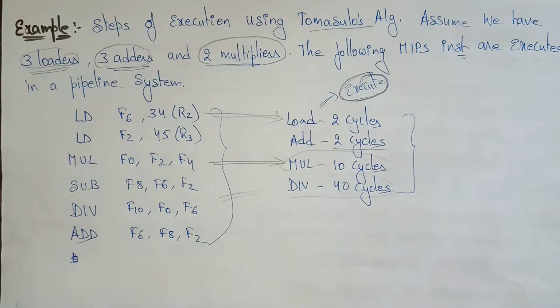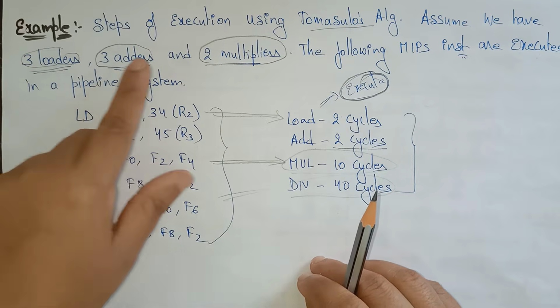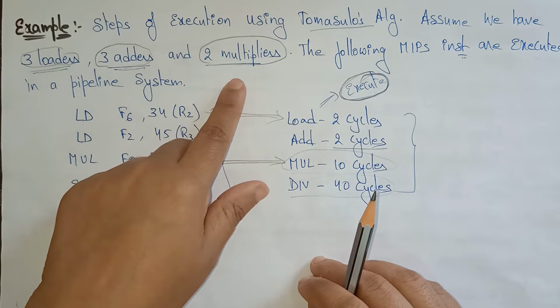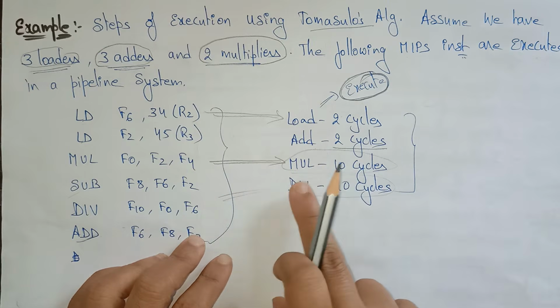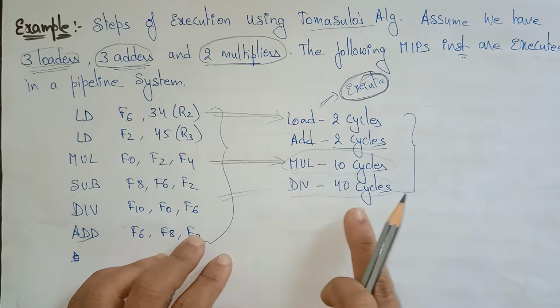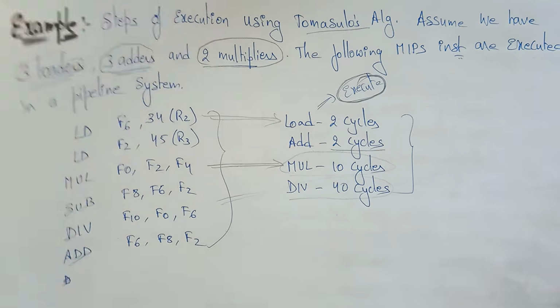So what are the points you have to remember? 3 loaders are there, 3 adder circuits are there, 2 multiplier circuits are there. Each load instruction takes 2 cycles, addition takes 2 cycles, multiplication takes 10 cycles, and division takes 40 cycles. These points you have to remember.